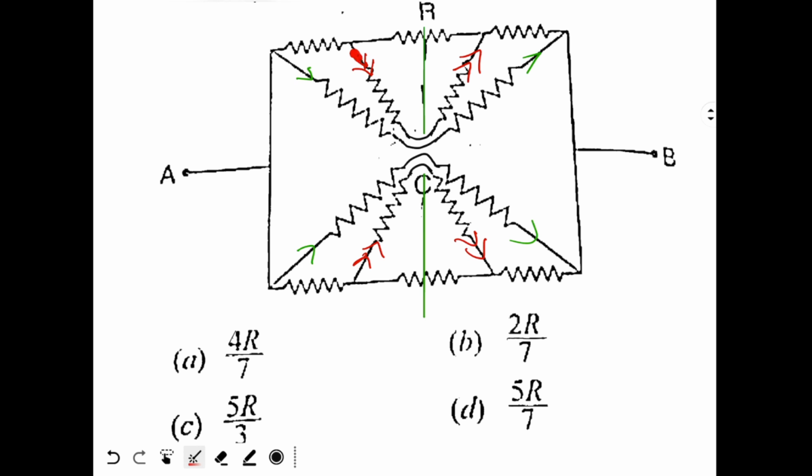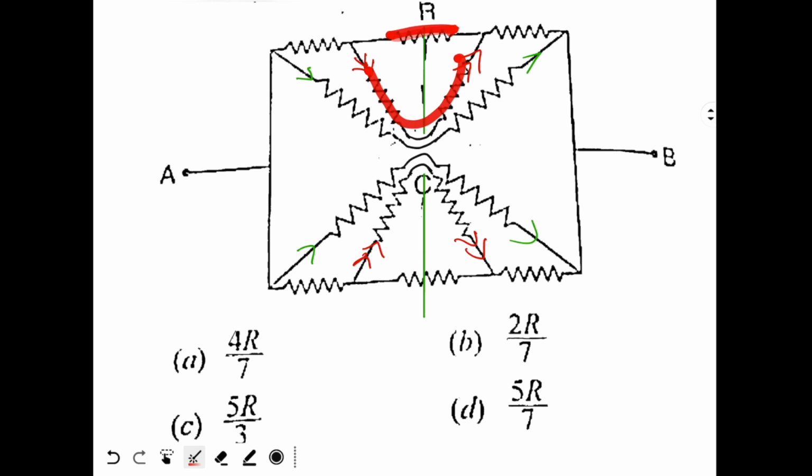Here you can see R plus R, 2R, is in series with this R. Then these two are in series, R and R. So let's redraw them. R plus R is 2R, and 2R and R are in parallel. So what do we get? 2R and R will give us, we'll redraw the circuit.